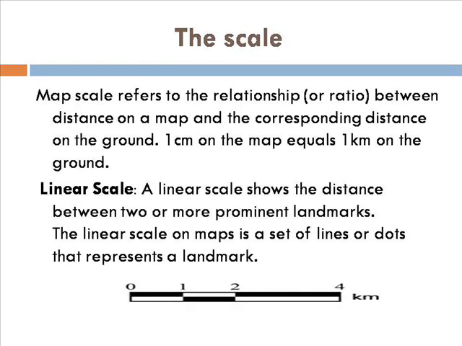The scale. Map scale refers to the relationship between distance on the map and the corresponding distance on the ground. On maps, we make 1 centimeter equal to 1 kilometer. What is a linear scale on a map? A linear scale shows the distance between 2 or more prominent landmarks. The linear scale on a map is a set of lines or dots that represent a landmark.